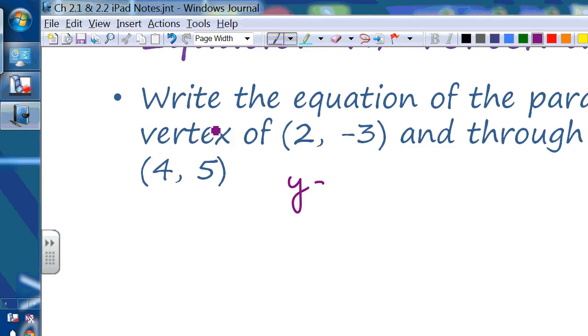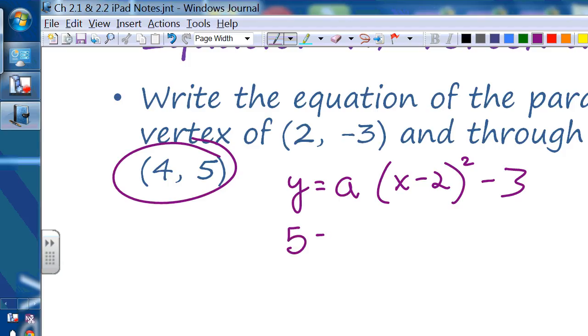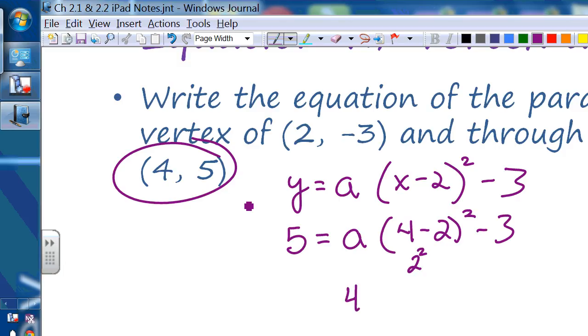Okay, so we have the vertex, and I do know one point. I plug in those values, and now I'm only going to have a. Now I can solve for a. This is 2 squared, which is 4, so I have 4a. I'm going to add 3 to both sides, which is equal to 8. Divide by 4, and 2 is a. So my answer is y equals 2 times (x minus 2) squared minus 3. There we go.